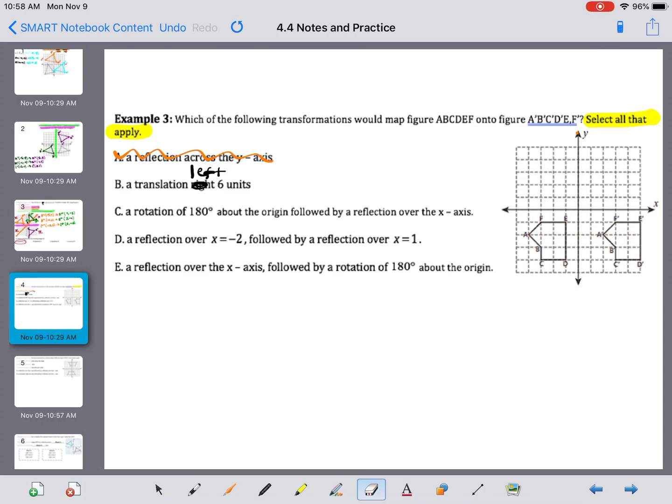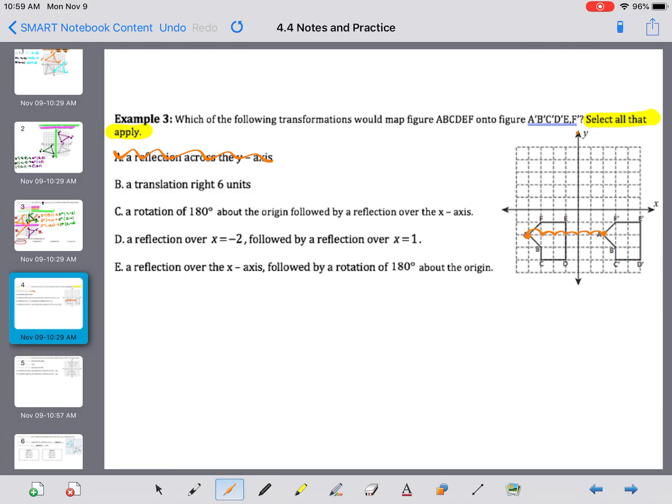Let's try B. B says to move A left 6. Well, let's do that. Oh, no, I was right. I'm sorry. I get my left and my rights mixed up. That was correct. We're going to move right 6. 1, 2, 3, 4, 5, 6. Well, A mapped up with A prime.